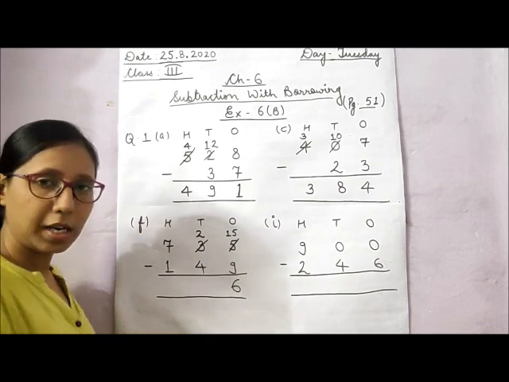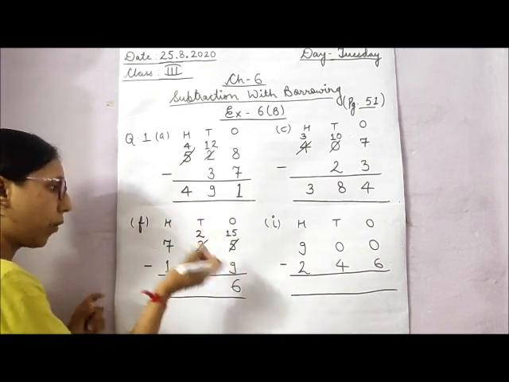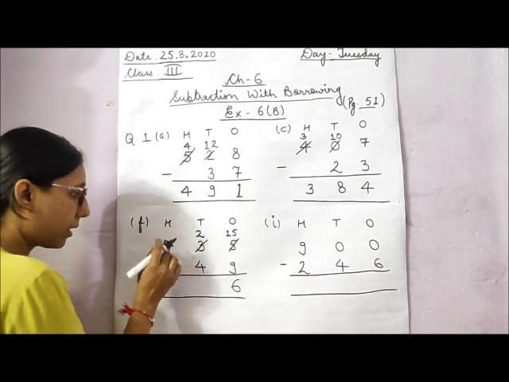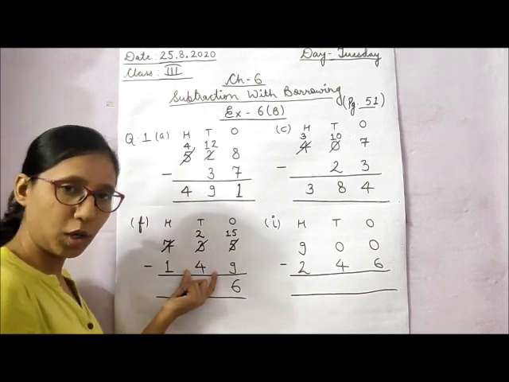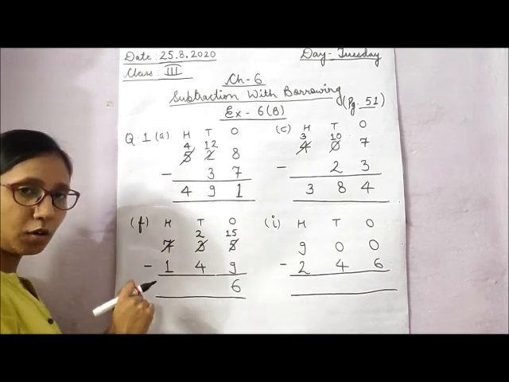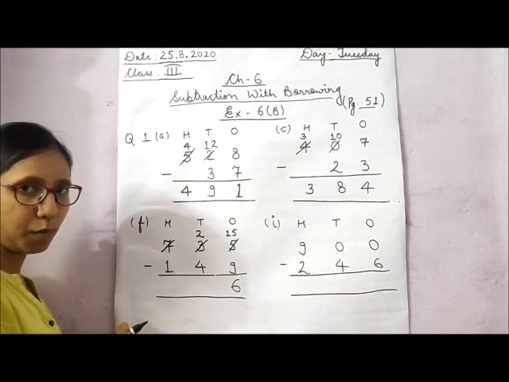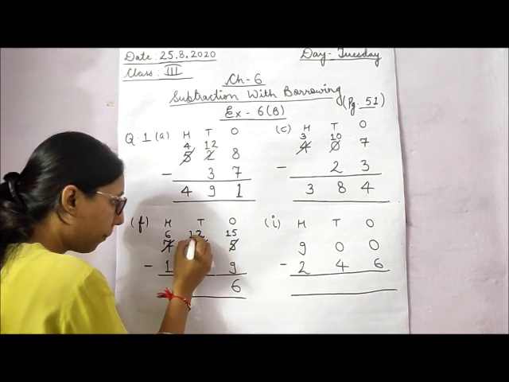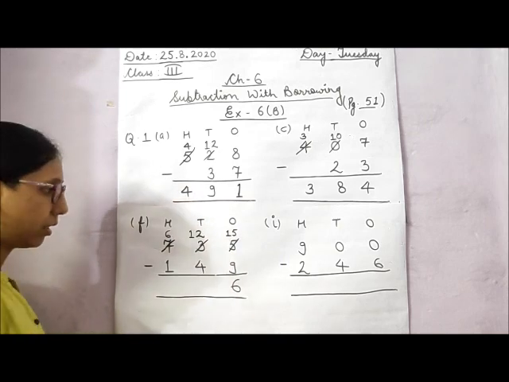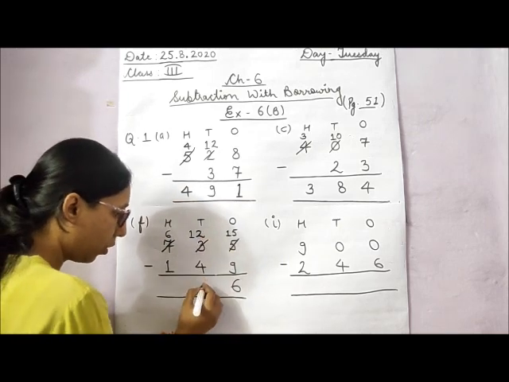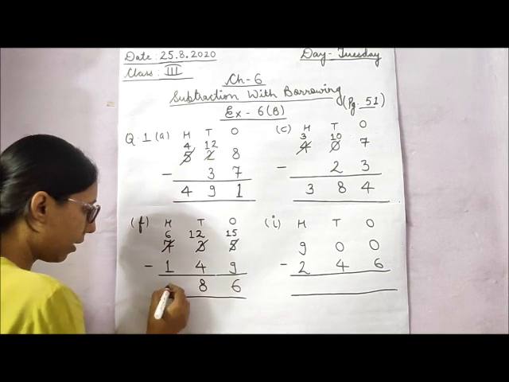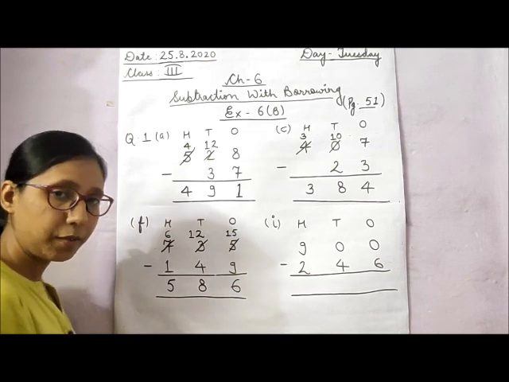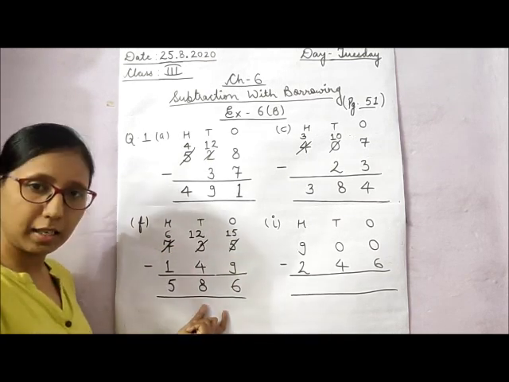2 minus 4 again not possible. Now we'll again take borrow from this hundreds place. अब 2 minus 4 possible नहीं है ना, तो अब आप कहाँ से borrow लेंगे? इस hundreds की place से borrow लेंगे. So यहाँ हो जाएगा 6 and this 2 will become 12. ठीक है? So 12 minus 4 is 8 and 6 minus 1 is 5. So 586 is the answer.